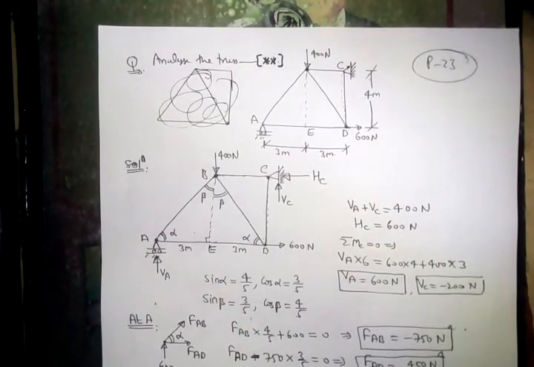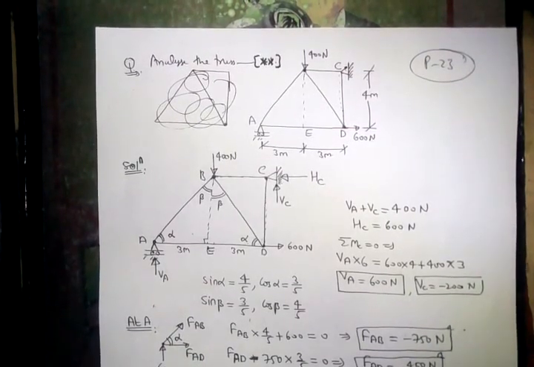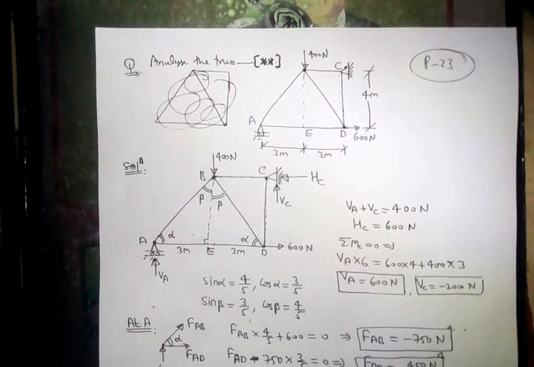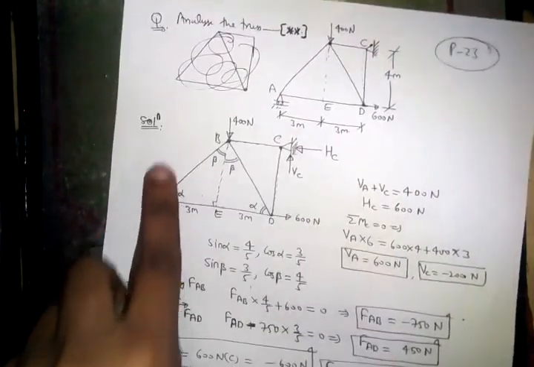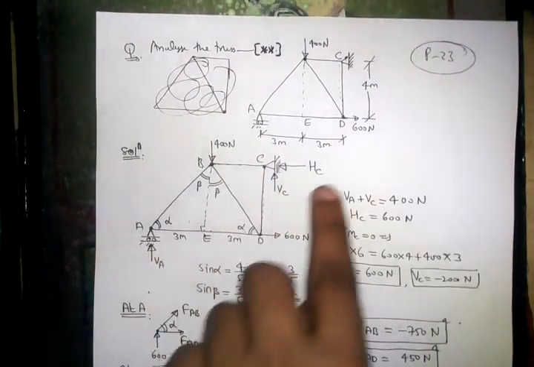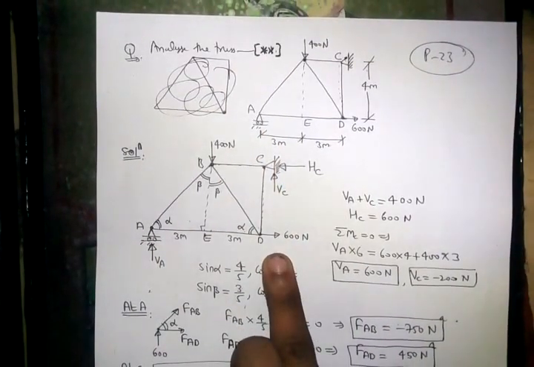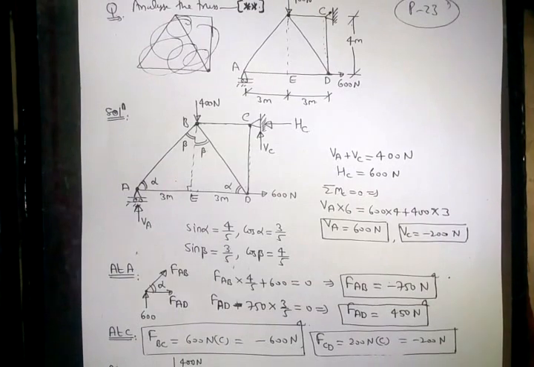See next question. Analyze the truss. Okay, there are two supports A and C. So first of all, we have to find out reactions VA and VC and HC. So upward equal to downward means VA plus VC equal to 400, and HC equal to 600, and summation of moment about any point should be 0.